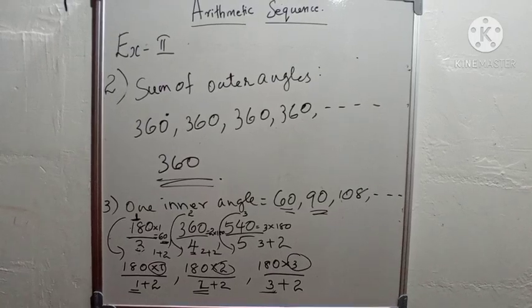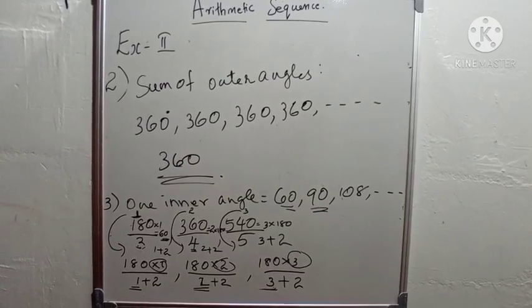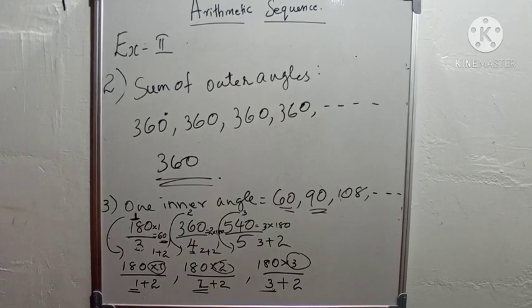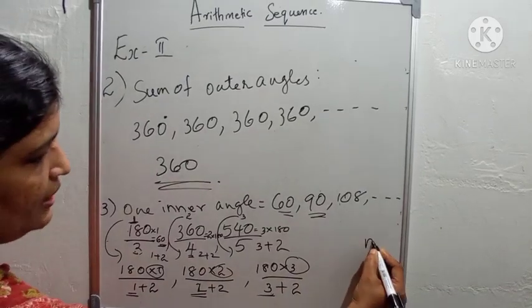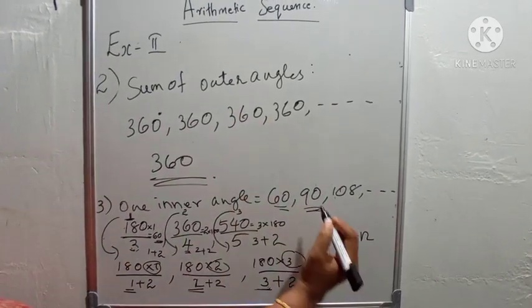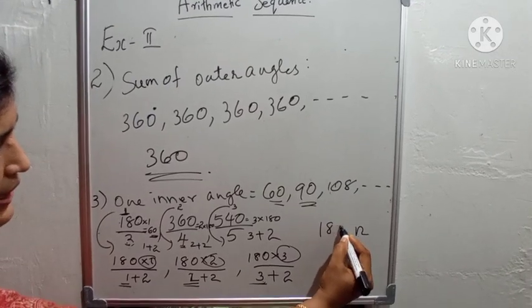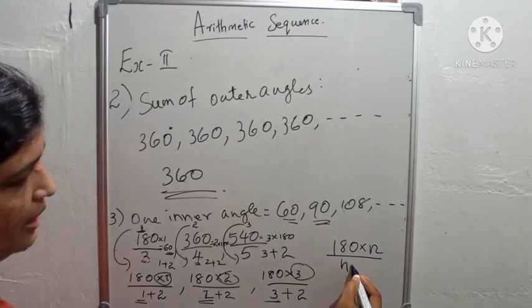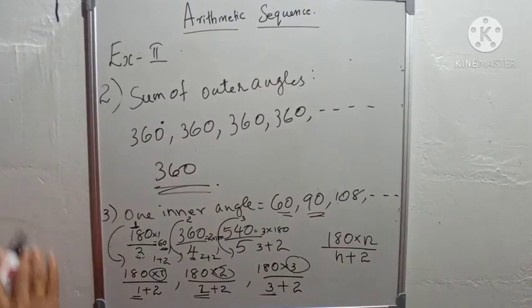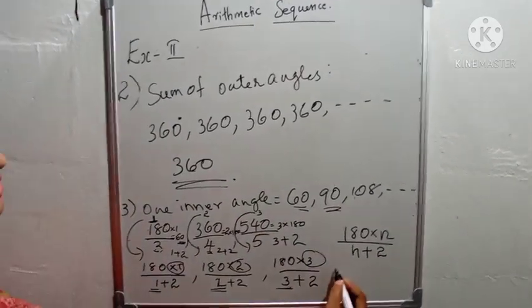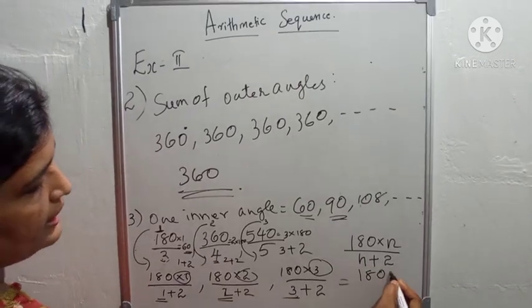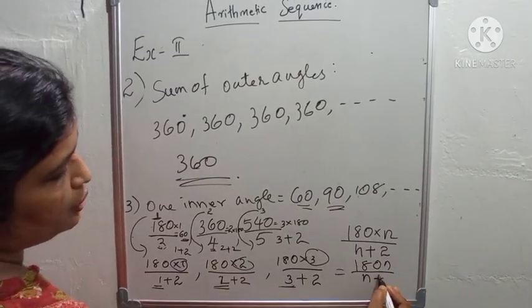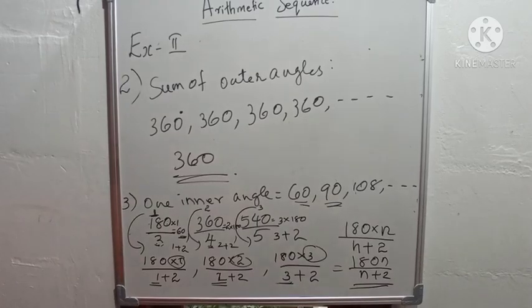Okay. Then how do we write the general form of this sequence? See, if n is the position, then the general form is 180 into n by n plus 2. So this is the general form, that is 180n by n plus 2.